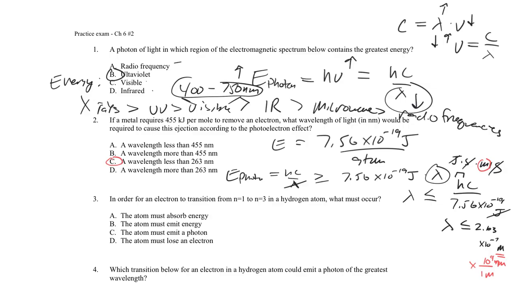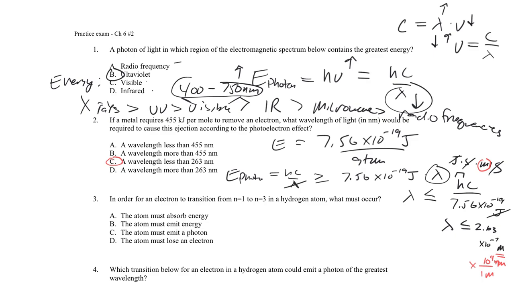So if you have a question about the photoelectric effect, you have to think one photon versus one atom. If you're given the ionization in kJs per mole, we simply convert that to the ionization for one single atom, and then calculate the wavelength associated with that transition.